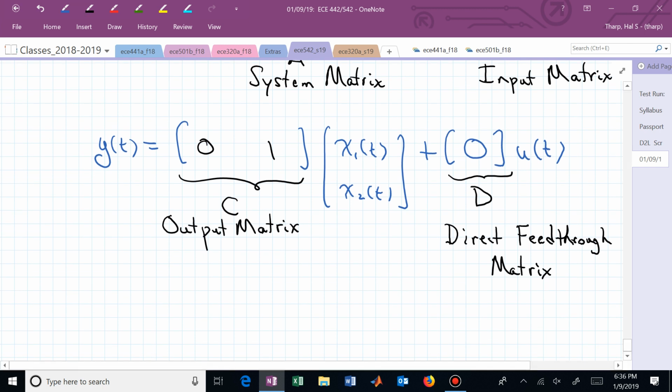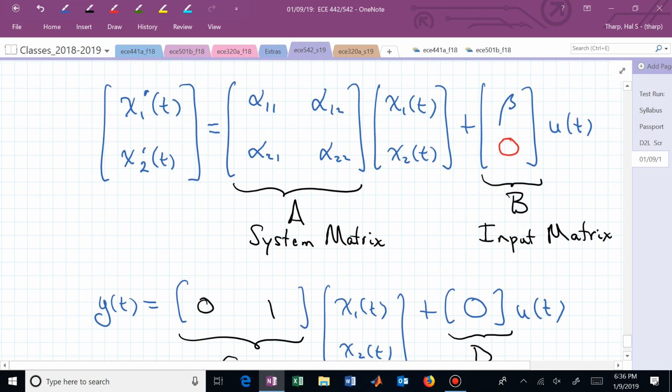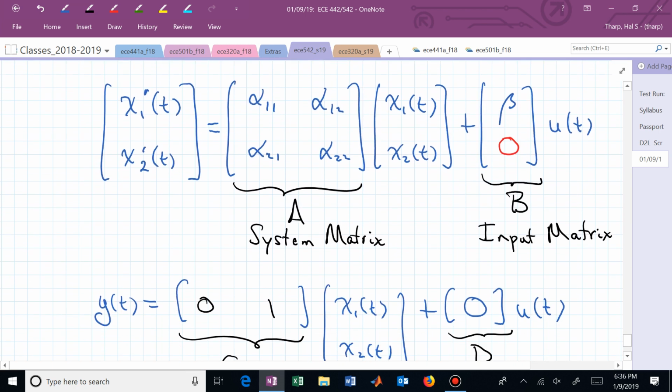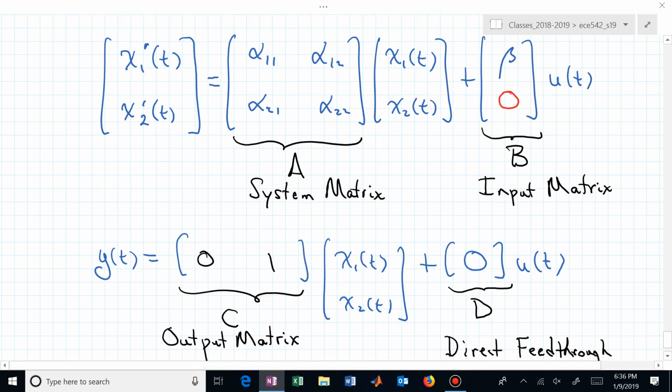Now my moment of truth. What if I wanted to circle back and connect this state space representation with a transfer function? Or can I create a transfer function from A, B, C, and D?